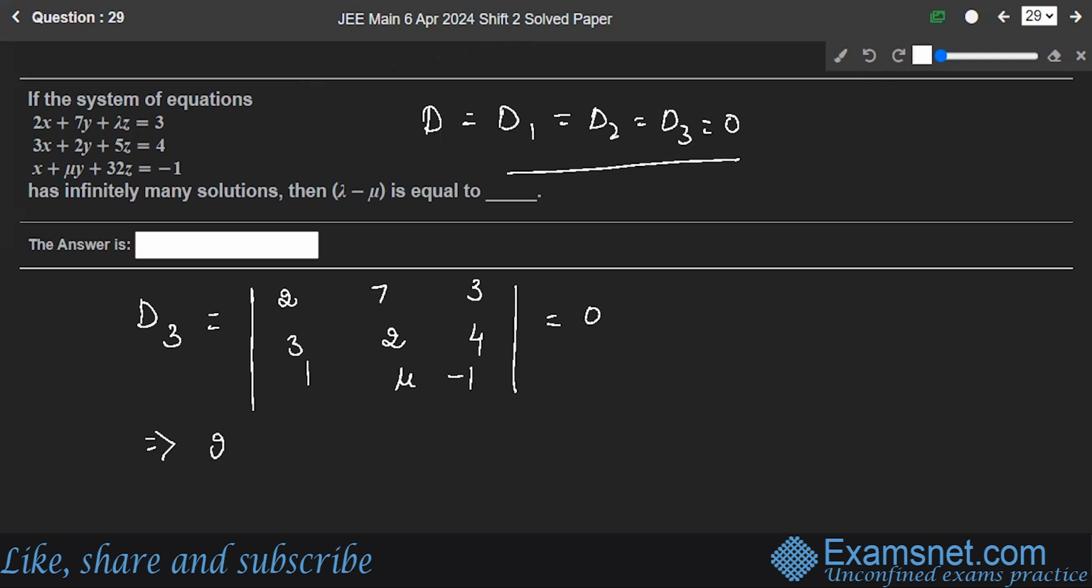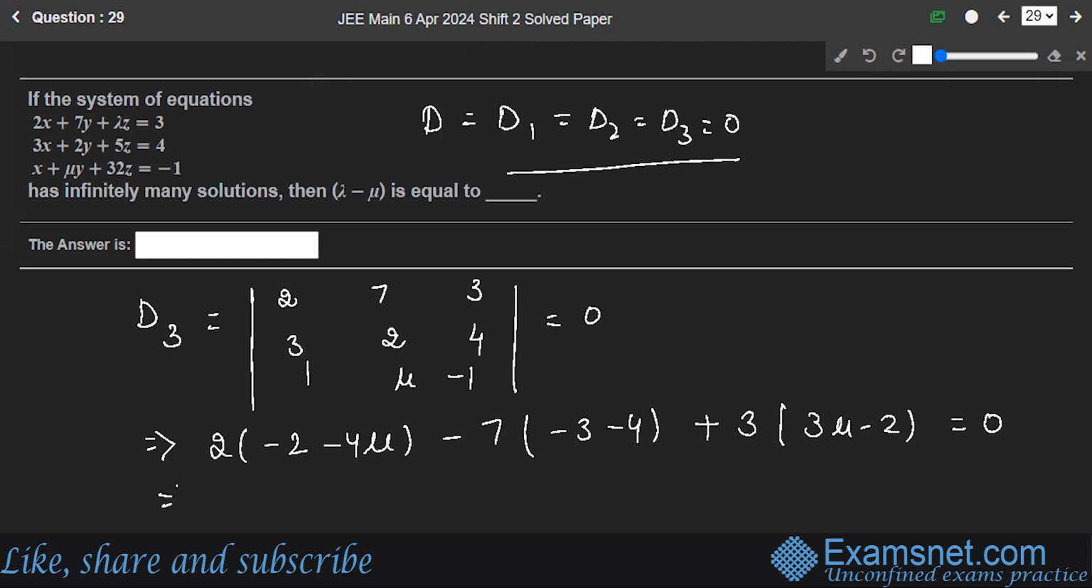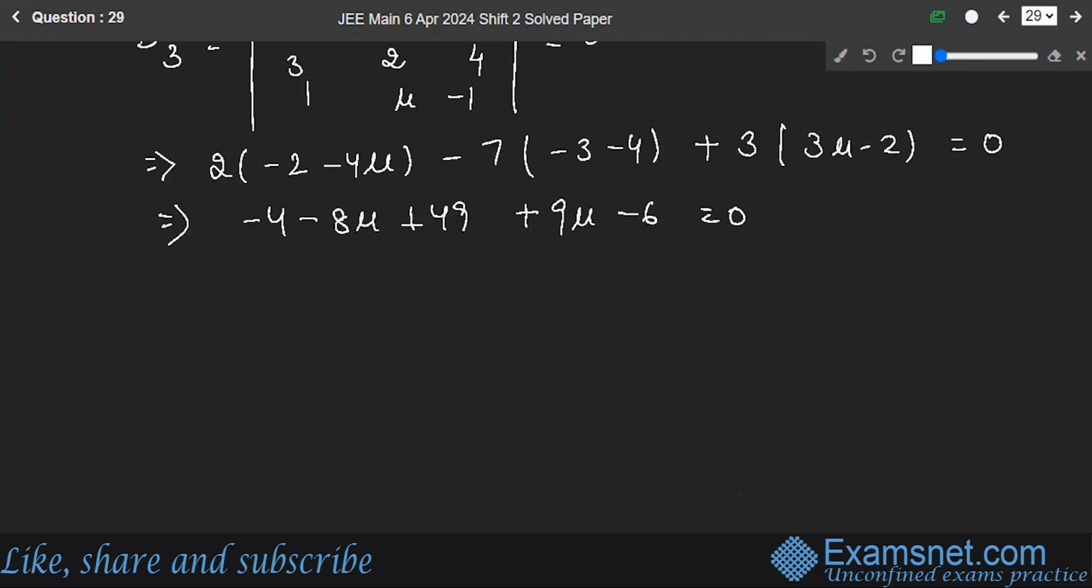This gives me 2 into minus 2 minus 4 mu minus 7 into minus 3 minus 4 plus 3, 3 mu minus 2. This is equal to 0. This gives me minus 4 minus 8 mu, and this is 49. This is 9 mu minus 6 is equal to 0, or you have mu is equal to minus 39. Okay, now let's go for D.